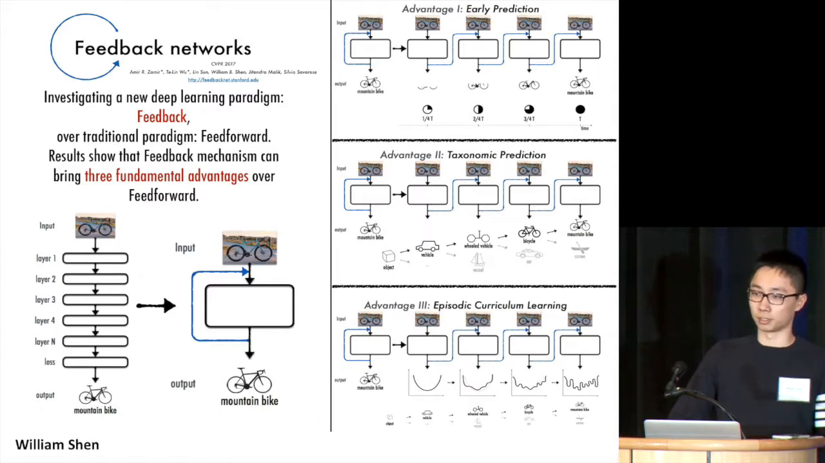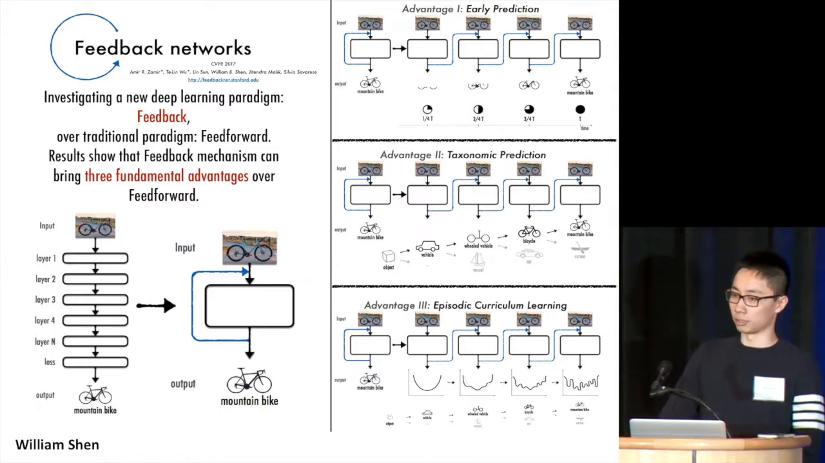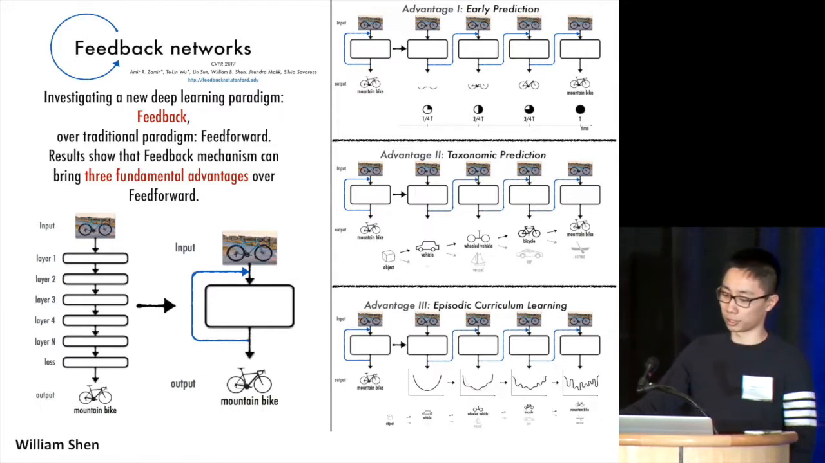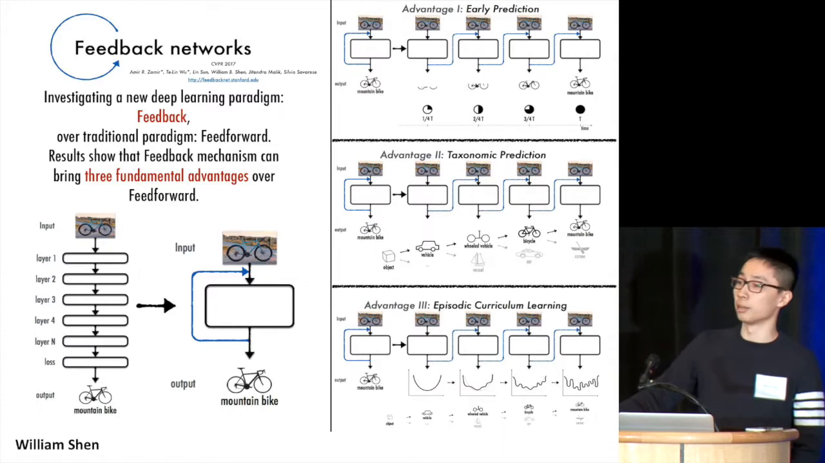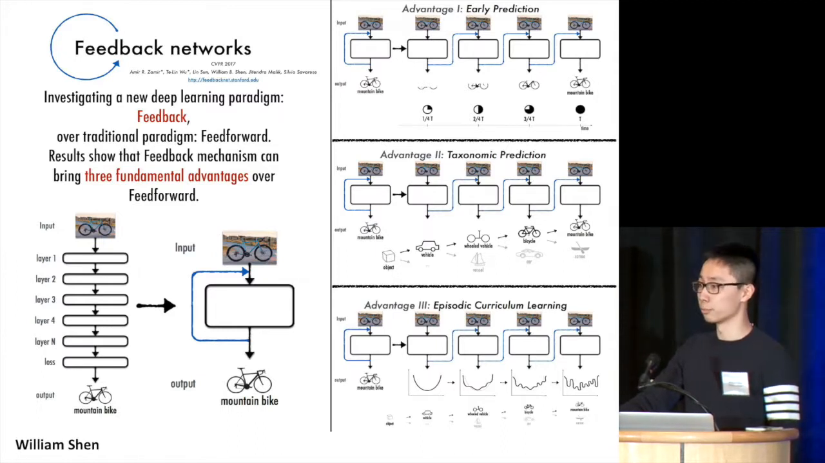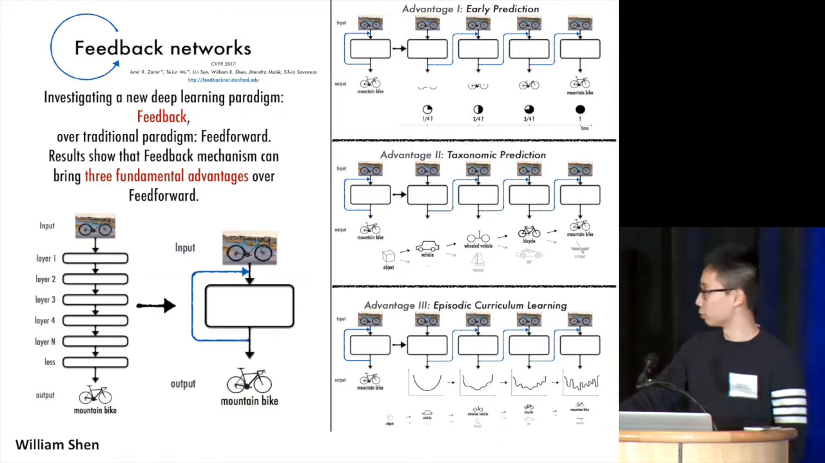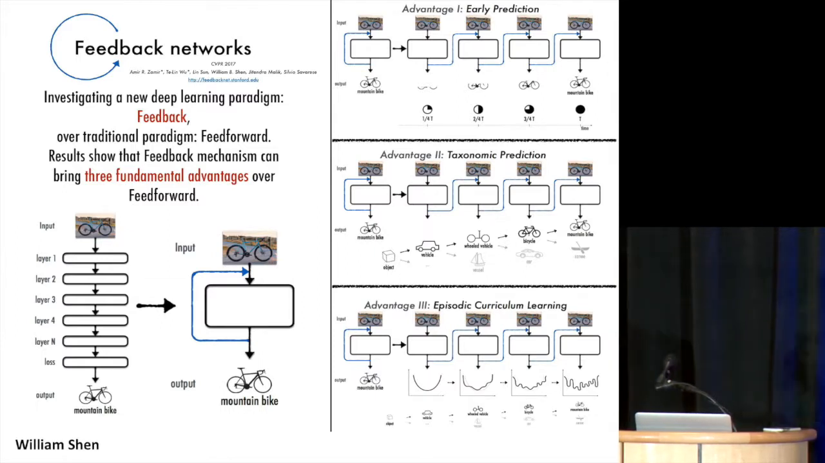We discovered that the feedback mechanism brings about three major advantages over feed-forward counterparts. The first one is early prediction, as you can see on the top right. Since the output is in an episodic manner, we can retrieve an early prediction in only a fraction of the total runtime. The second advantage is taxonomic prediction. That means the episodic output naturally conforms to the hierarchical structure in output space. So the earlier episodes try to tackle the high-level ideas, while the later ones go into the fine-grained details. For the third advantage and application, you can talk to me at the poster. Thank you.